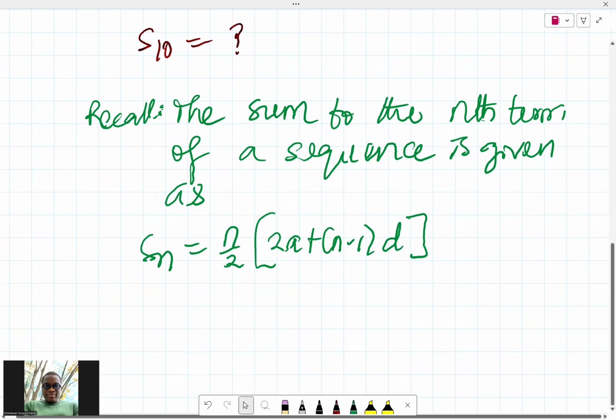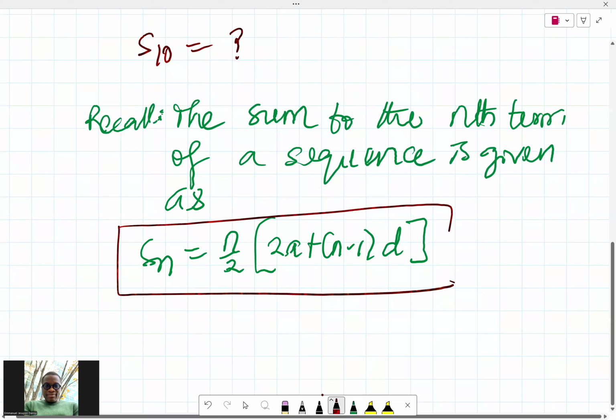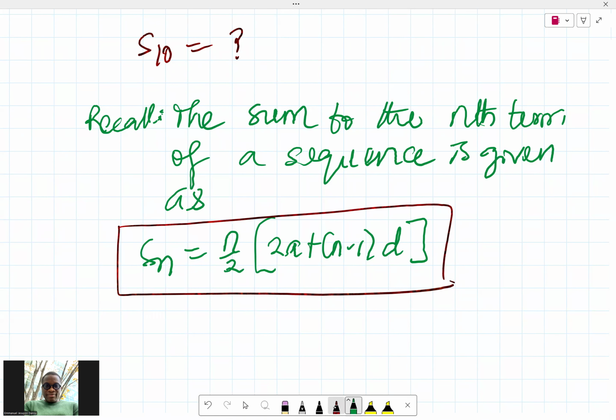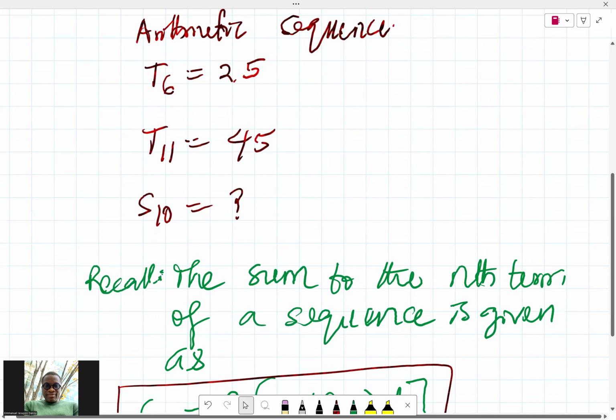So from here you can see for sure that there are some parameters that are required. First of all, we need n, the number of terms, which is 10 in this case. We need the first term, which we don't know. We need the common difference, which we also do not know. So we cannot find the sum yet. But then there is the previous information we have.